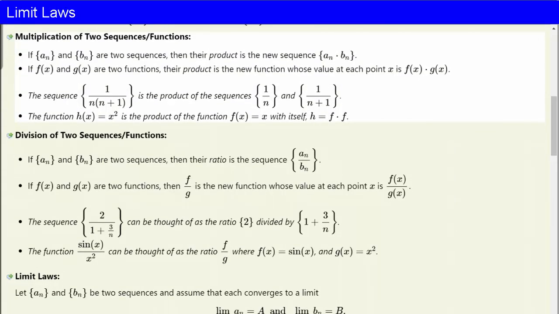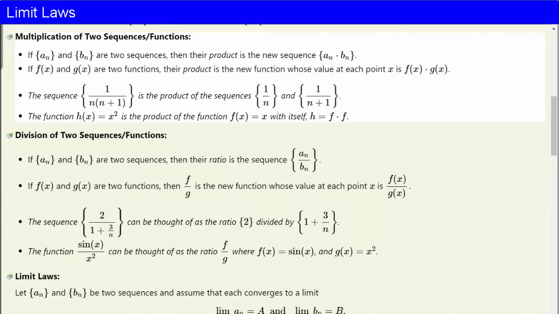Multiplication is next. If a_n and b_n are two sequences, then their product is a new sequence whose nth term is a_n times b_n. If f(x) and g(x) are two functions, their product is the new function whose value at each point x is f(x) times g(x). For example, the sequence 1 over n times (n plus 1) can be thought of as the product of two sequences, namely the sequence 1 over n and the sequence 1 over (n plus 1).